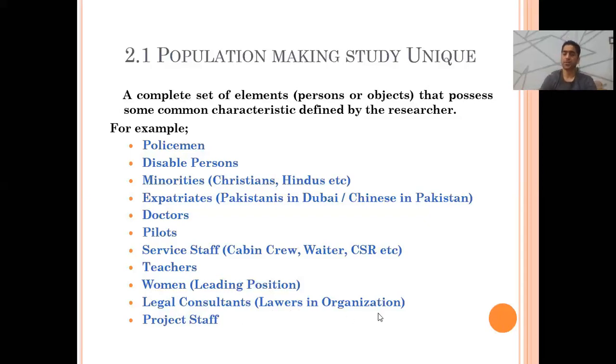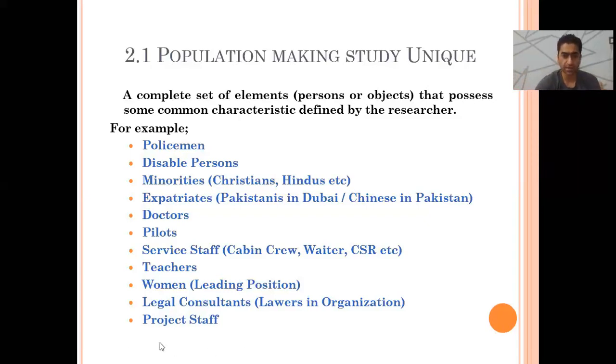So lawyers or the legal consultants, do they have any goal achievement? Obviously they are focused: if there is a case or any litigation in the organization, they have to face it, and once they get success, how motivated they are and how they take that success can be a topic.